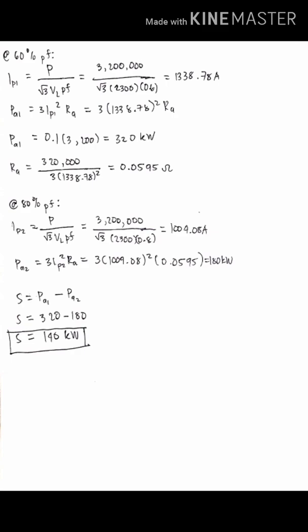Now for the savings. Savings is equal to PA1 minus PA2. Since PA1 is 320 kilowatts minus 180 kilowatts, our savings is 140 kilowatts.